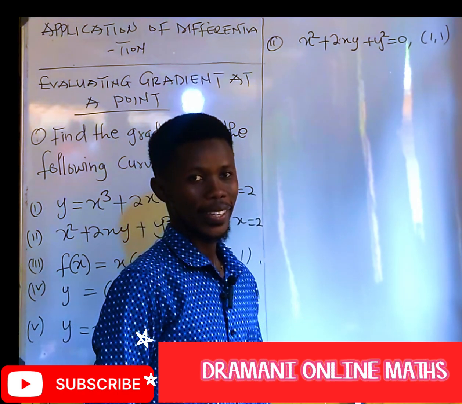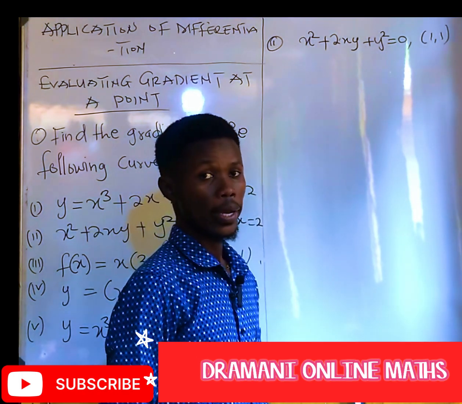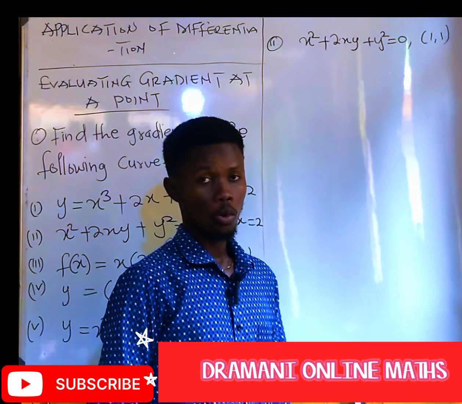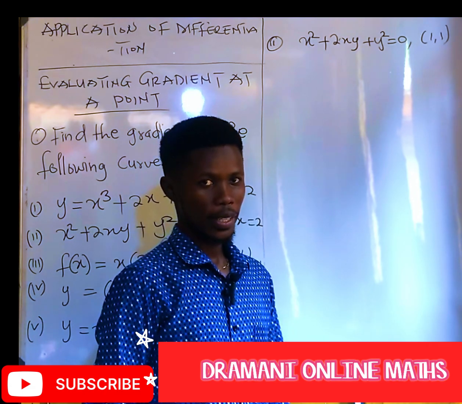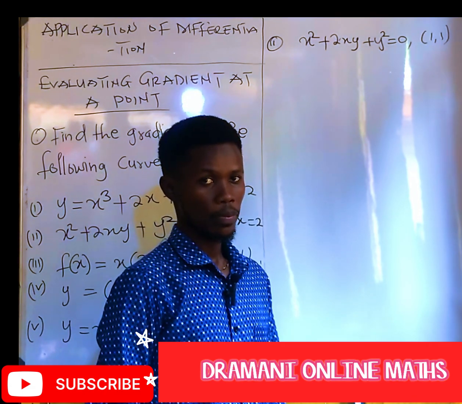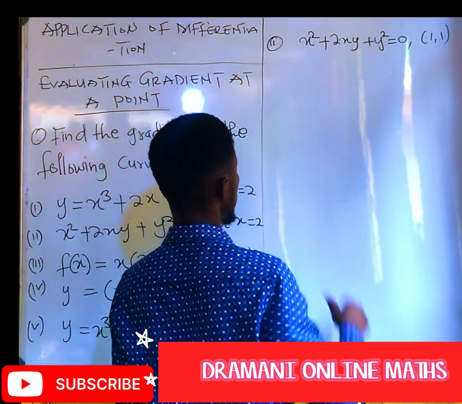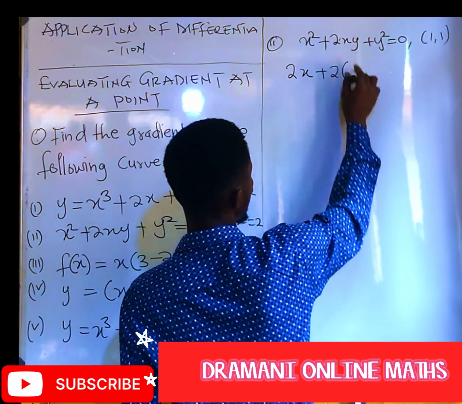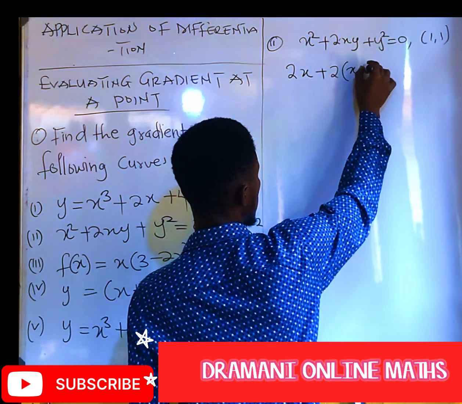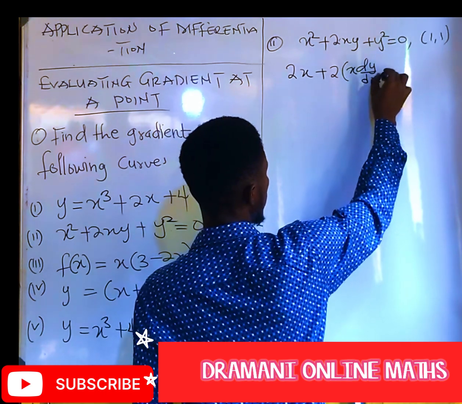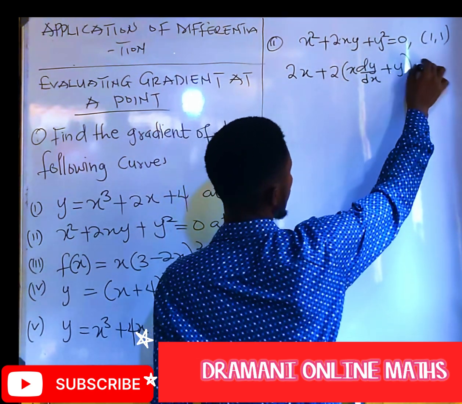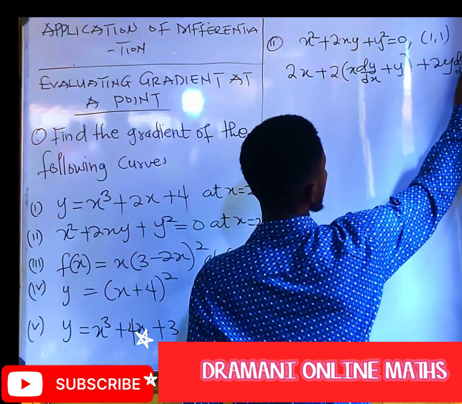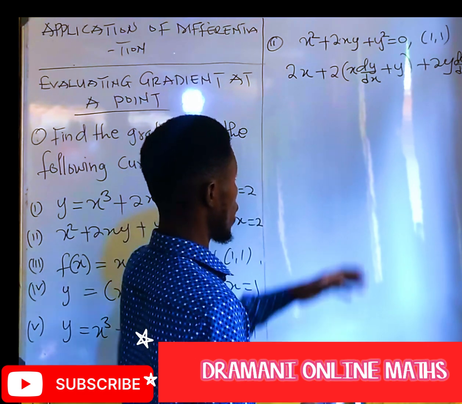Okay, so now let's look at the second example. x squared plus 2xy plus y squared equals 0. Though I haven't started yet, you can testify that this is implicit differentiation. So first, let me differentiate x squared. This gives us 2x, plus 2 bracket open. If I differentiate this, I'm going to have x dy dx plus y, plus 2y dy dx equals 0. Is that okay? I hope you all know why we had this.